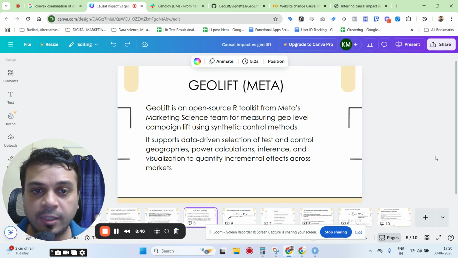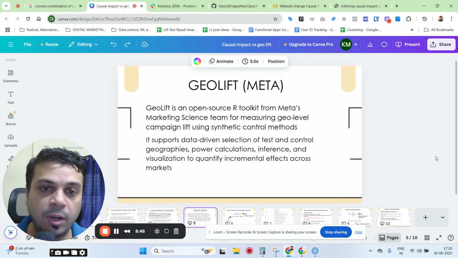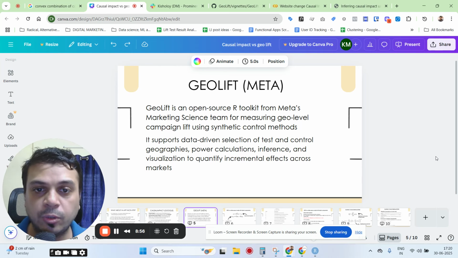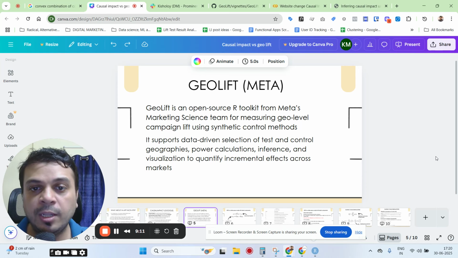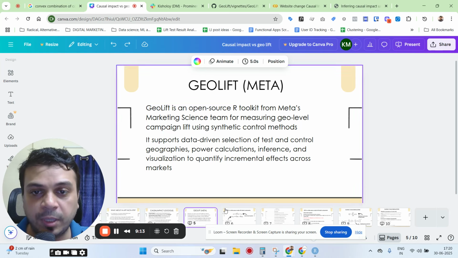So it uses synthetic controls. Geo holdouts is nothing but controls, geos or geographies which have been used as controls. Instead of having actual controls or holdouts, you basically have synthetic controls. Synthetic means that you come up with a set of geos which have been synthetically selected using a mathematical approach. This approach is called synthetic control methods.